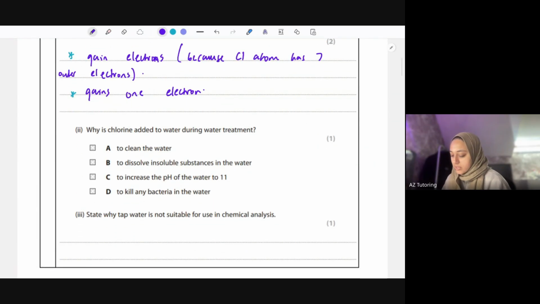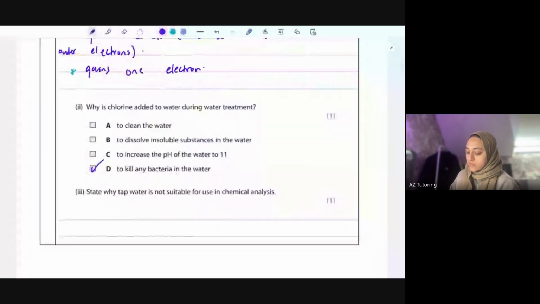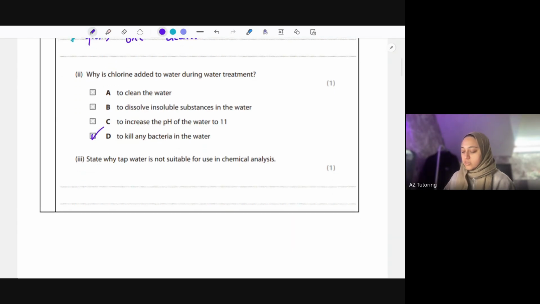Okay, why is chlorine added to the water treatment? Again, it's to kill bacteria in water, as we've already discussed. Yep, so killing bacteria that's in the water. So you added chemicals to kill them. We would not increase the pH of the water to 11. We don't want it alkaline. We want water to be neutral. The other option is too generic to clean water, so it can't be done, not to dissolve insoluble substances. Stay away, tap water is not suitable for chemical analysis.